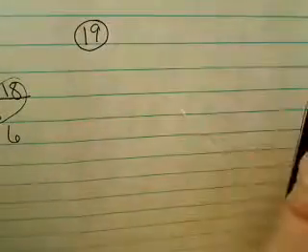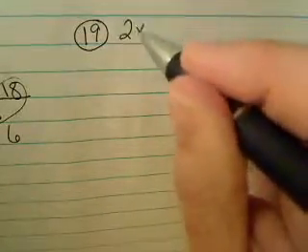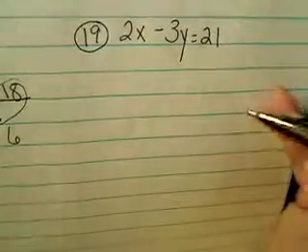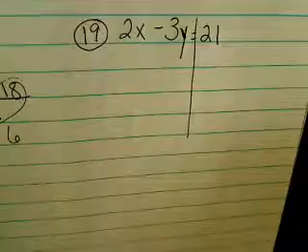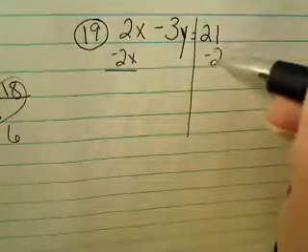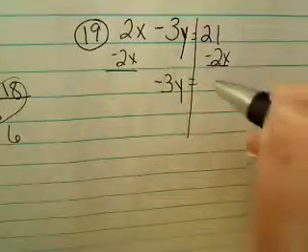Okay, let's go over and do number 19. Okay, for number 19, it's the same type of problem. We have 2x minus 3y equals 21. Okay, so here we go. We're going to do the same thing. We want to get y all by itself. So I'm going to move the 2x first. So I'm going to subtract 2x from both sides, and I'm going to bring everything else down.